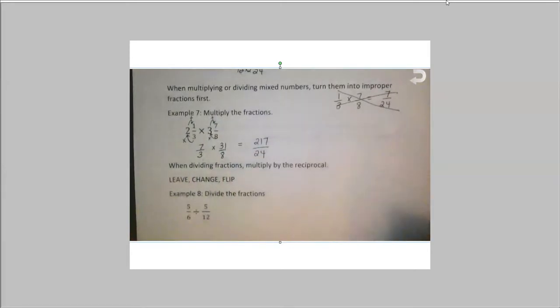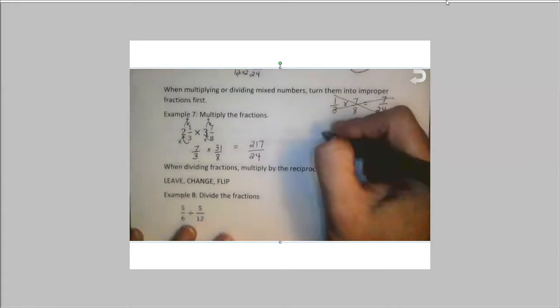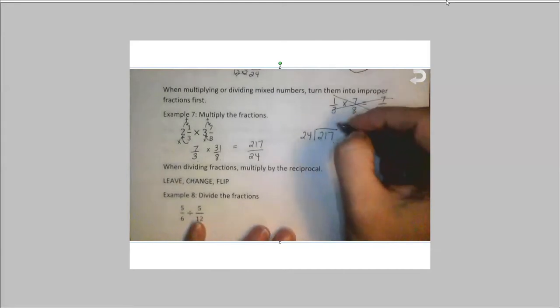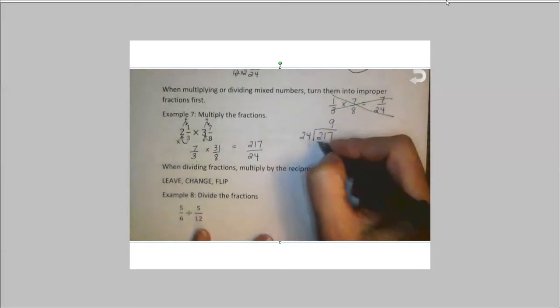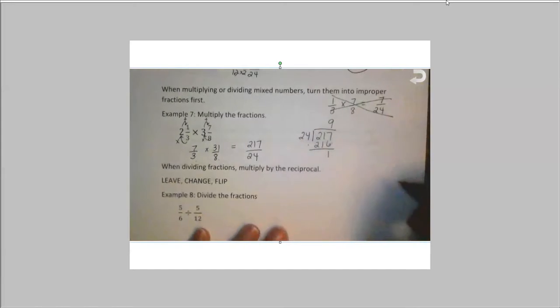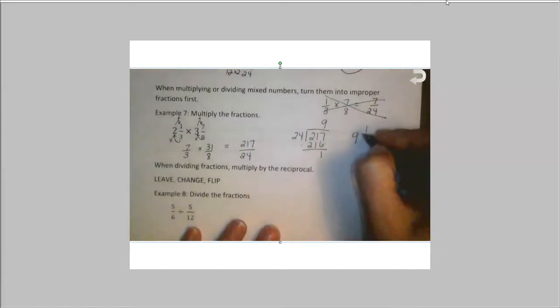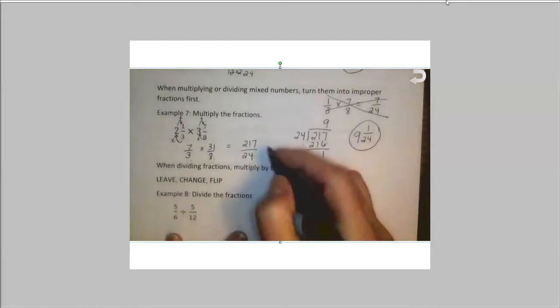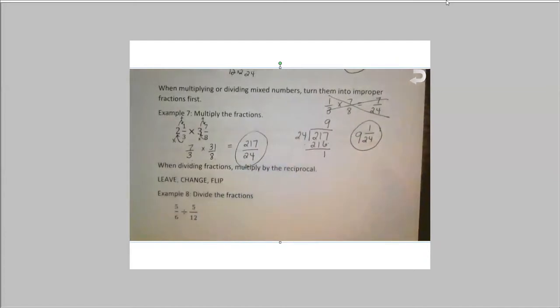Now that is the correct answer. It is an improper fraction, and if your problem asks you to leave it as an improper fraction, you would stop there. If the problem asks you to give that as a mixed number, then you would have to divide the numerator by the denominator. You can use your calculator to help you out here, but I know that 24 will go into 217 9 times. 9 times 24 is 216, and that gives me a remainder of 1. So this is equivalent to 9 and 1 over 24. So these are equal. Just make sure you give your answer in whatever form it asks for. If it's not specific, then I can accept either answer.